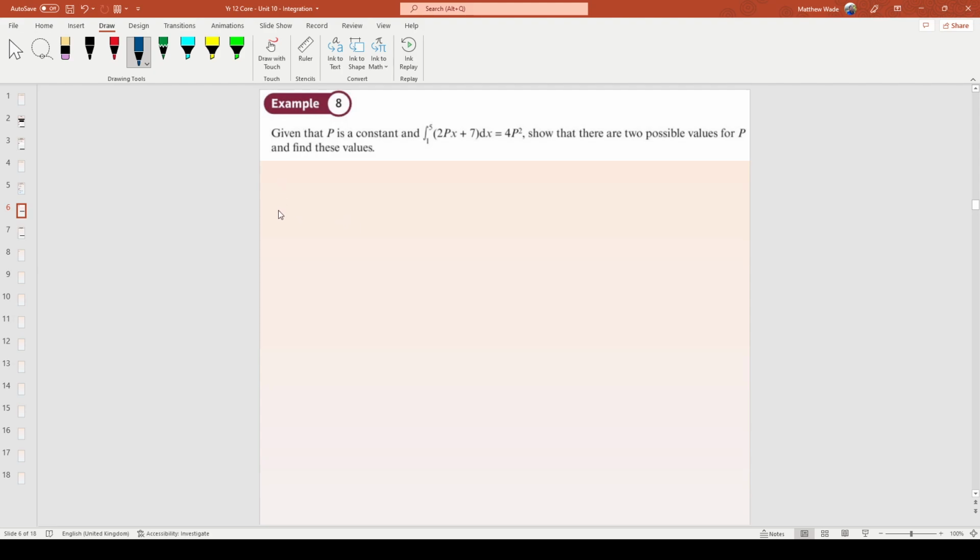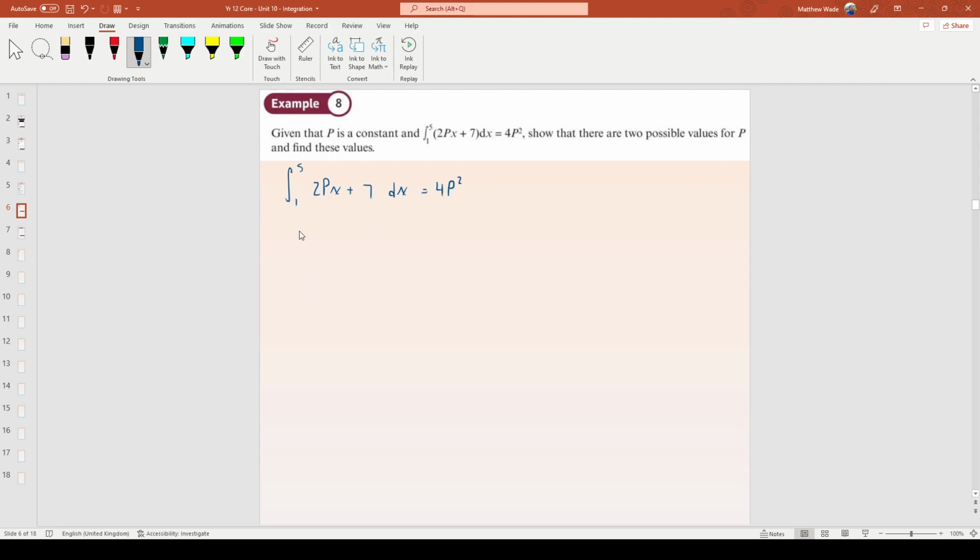Okay, let's see how you got on. Okay, a little bit harder this time, but it's not horrendous at the end of the day. So let's do it. So integration symbol, I'm just going to write it out to make me some space here. We're going to have 2px plus 7 dx. Now that has to equal 4p squared. Okay. All right. Sorry, lovelies, my voice is still not quite back yet. I'm still a little bit ill, it seems like.